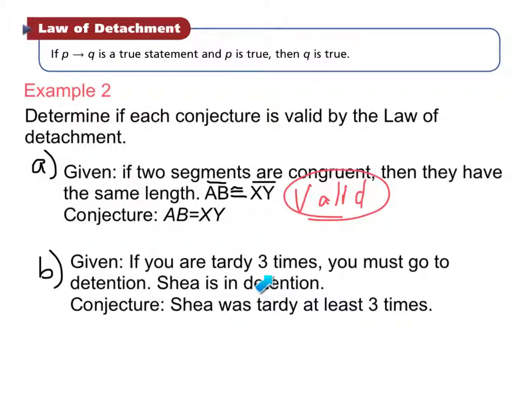But Shay is in detention does not match the hypothesis. It matches the conclusion. So, this entire thing is true. So, if P, then Q. That's the first part. And then it says, if P is true, but we don't have the hypothesis. This is backwards. Since Shay was tardy at least 3 times, that's the hypothesis. That doesn't mean it's true. So Shay could be in detention for another reason. This conclusion, this conjecture, is not valid.